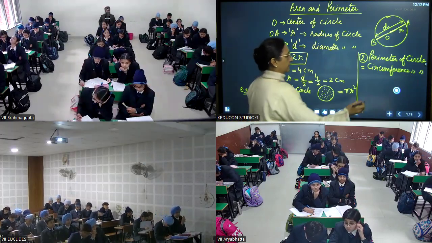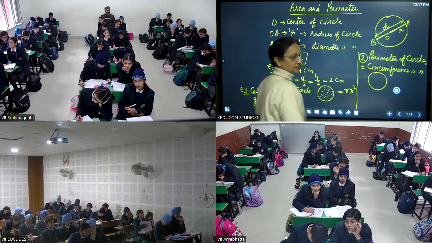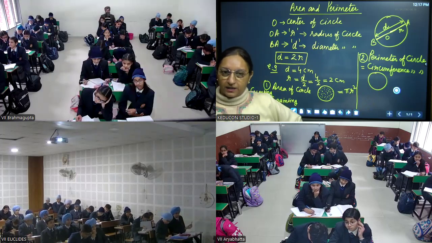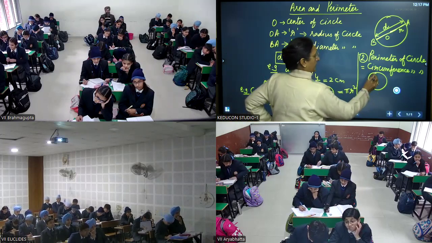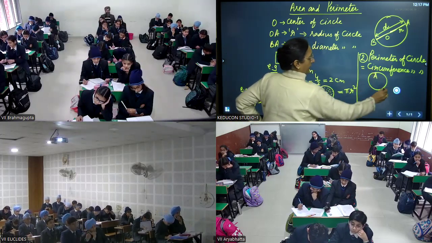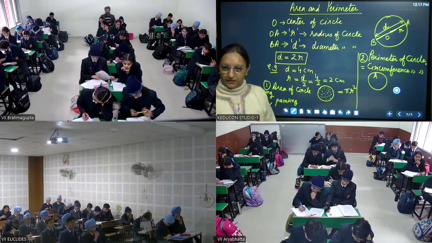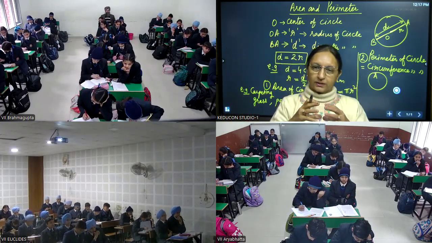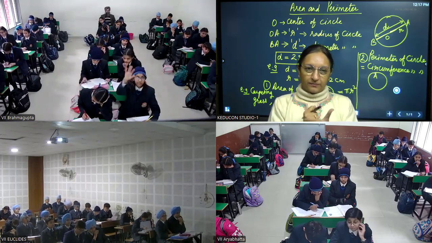For example, this boundary. Boundary around the circle, not inside. This is just around, starting from A and reaching back at A. We are talking about the boundary of the circle. Now you can give me examples. Please think. Where will you be applying circumference?